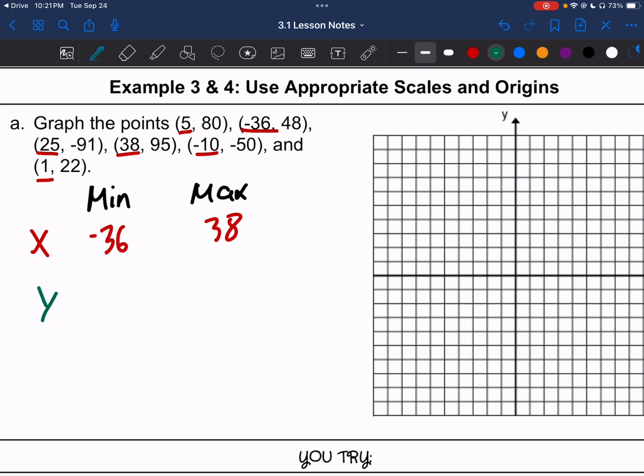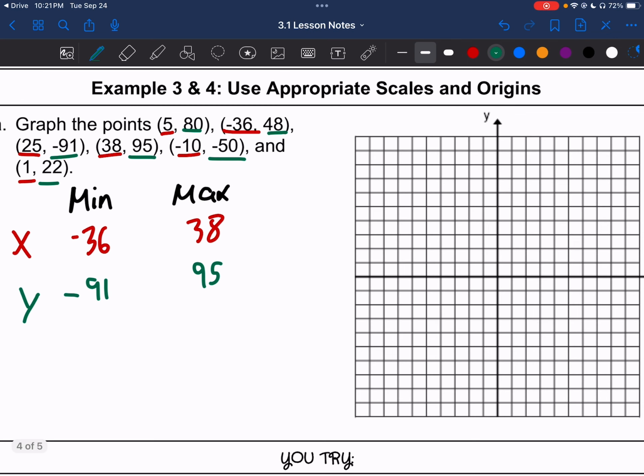Now, our y values, we have 80, 48, negative 91, 95, negative 50, and 22. My smallest one there is negative 91. My largest is positive 95. So now, if I'm looking at this, we have a grid here that I've provided that is 10 by 10. 10 squares to the right of the origin, 10 to the left, 10 up, and 10 down.